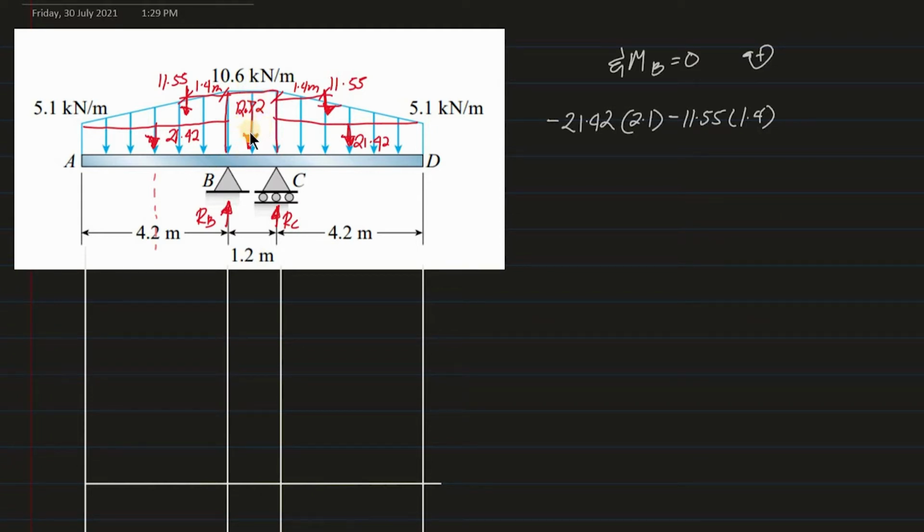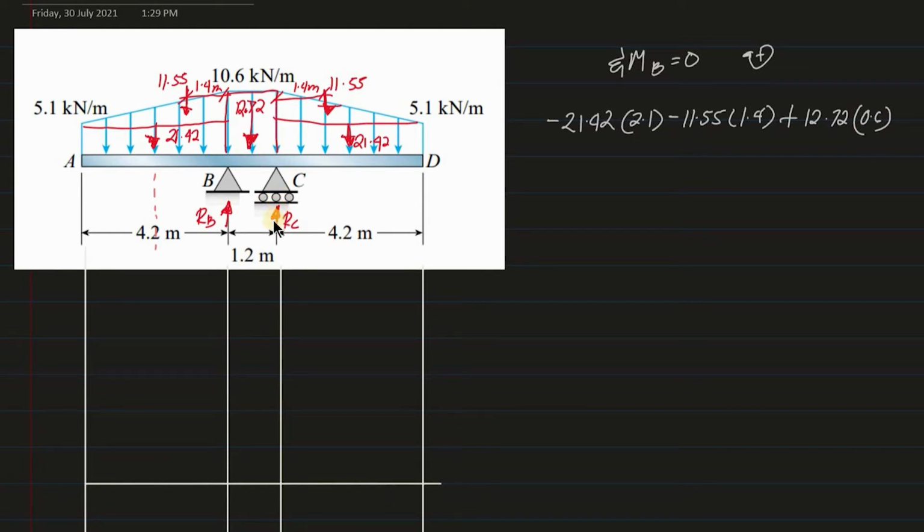Sa ating 12.72, it will create, ngayon, clockwise naman na kasi paikot ng pagganon eh. So, positive. Plus 12.72 times, ano yung perpendicular distance niya papuntang B? Since sa sentro siya, kasi rectangle lang to, yung kalahati nito would be 0.6. So, that's 0.6 to point B. So, times 0.6.